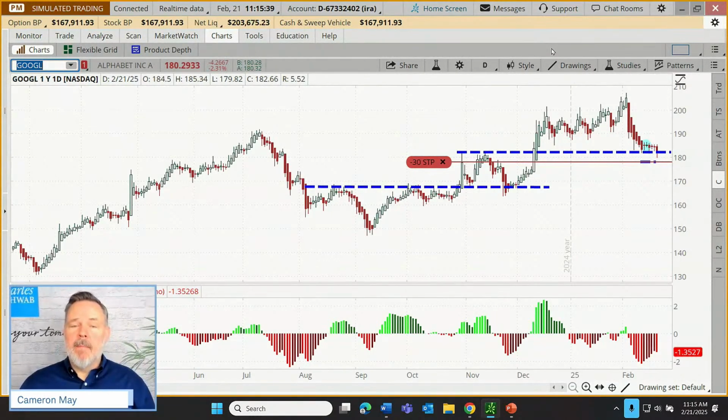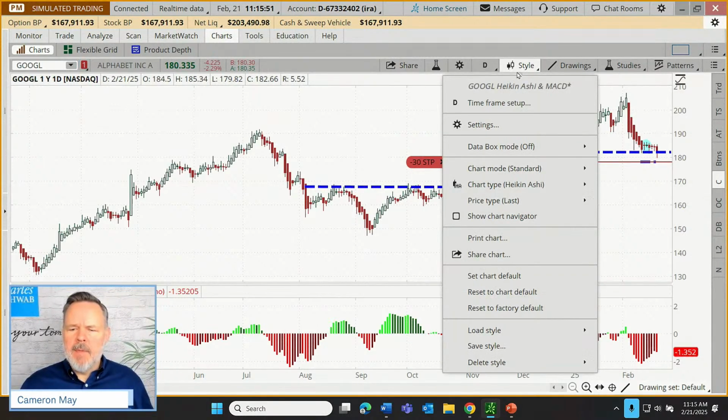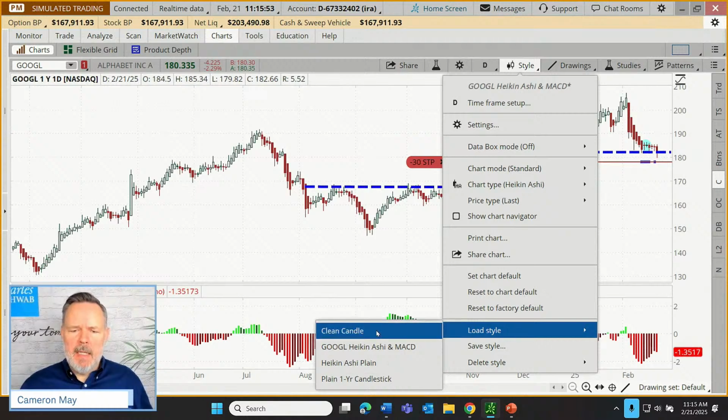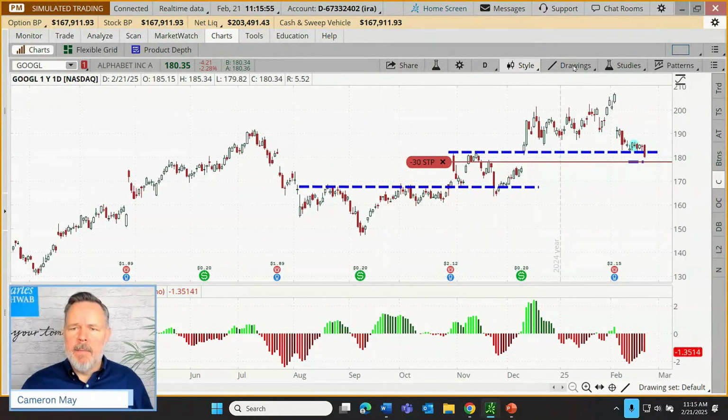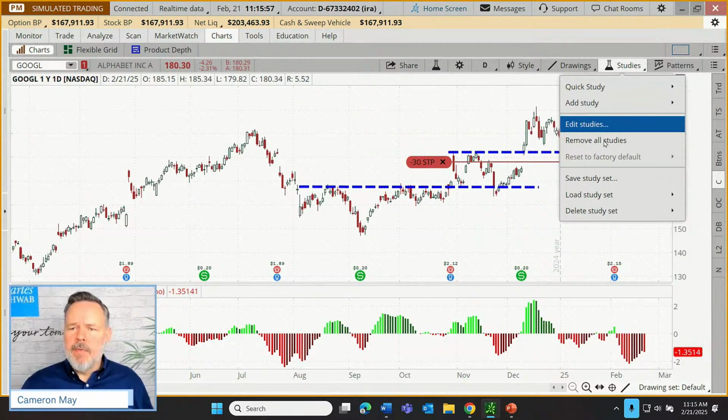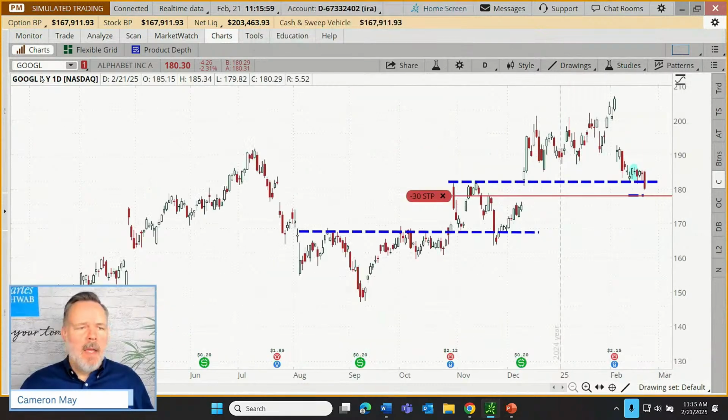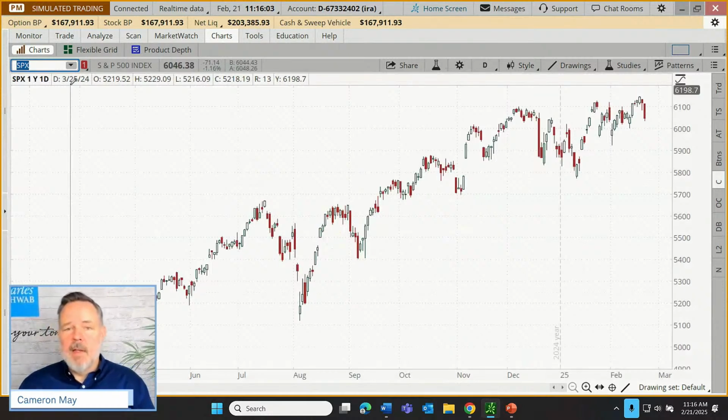So that brings us to the point where we need to set the stage for our new discussion of our new indicator. And to do that, let's switch up our candle style here. I'm just going to load up a plain, clean candle chart. There we go. And let's just remove all of our studies. And I want to switch over to the S&P 500 because it's been a rough day.